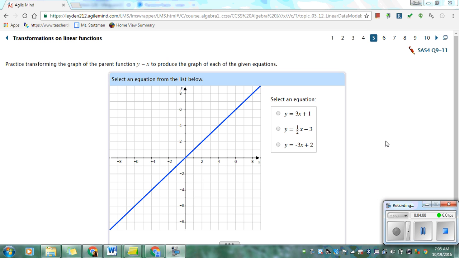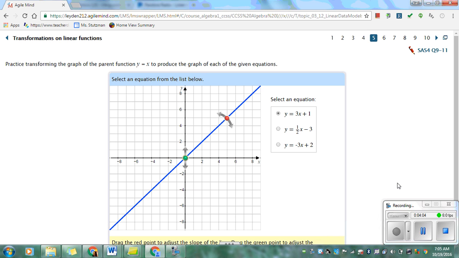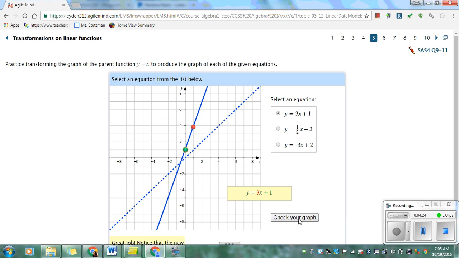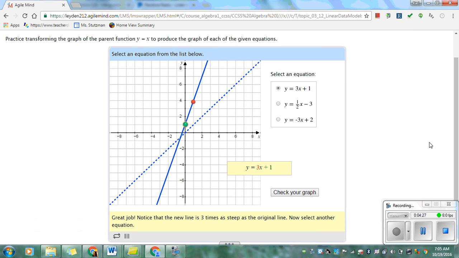So what we want to do here is sketch each graph. The first graph I need to sketch is y equals 3x plus 1. Plus 1 indicates that I'm going to shift the graph up 1 unit because that's my y-intercept. My slope is 3, so I need to rise 1, 2, 3, and run 1. So I need to move my red point up 1, 2, 3 over 1. So what you can say is that my new line is 3 times as steep. I shifted the graph up 1 unit and the graph rises.